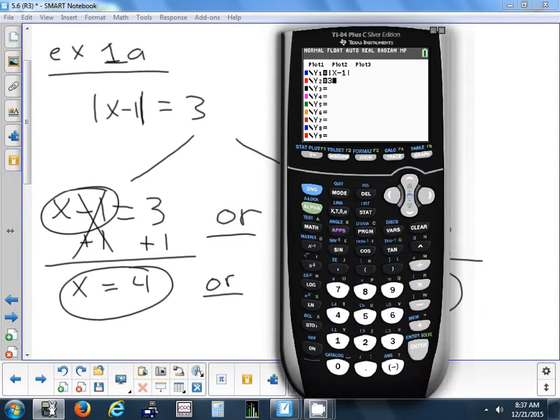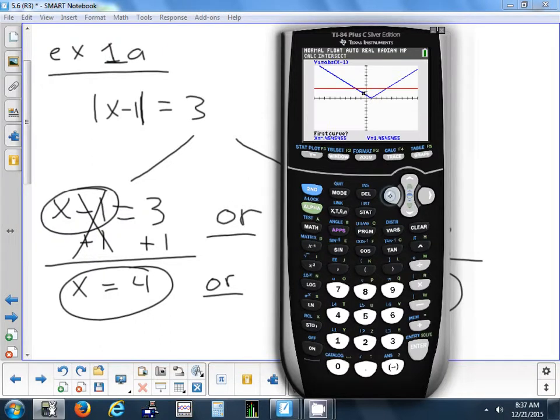So watch what happens. There's my absolute value. That's my V shape. Notice as it was drawing it, it kind of wanted to continue down and keep going, but it almost like bounced right up off it. That's because, remember, absolute value can't go negative, so it has to stay positive. And let's see where it crosses. The calculator can automatically tell me where they cross.